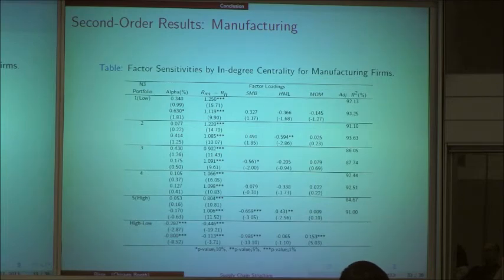These are the factor sensitivities for in-degree centrality for manufacturer firms. And what I've done is split the firms up into 5 groups. So these are the firms that have the lowest connectivity among manufacturers, and these are the firms that have the highest connectivity among manufacturers. And then what you'll see is, when I put in all these other factors, look at this impact. So this is the alpha. This is the constant term. So the constant term is highest for those firms that have low centrality, and it keeps on going down. Now it's negative for the firms that have high centrality.